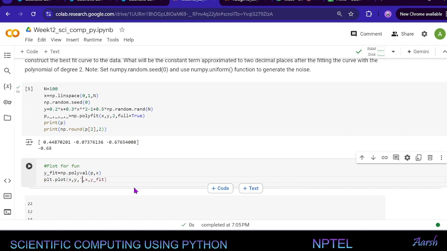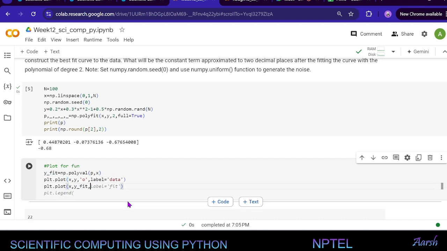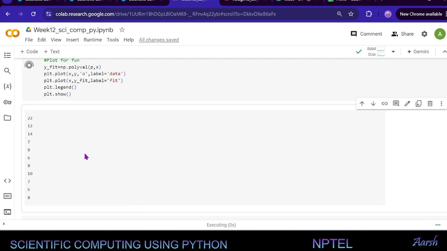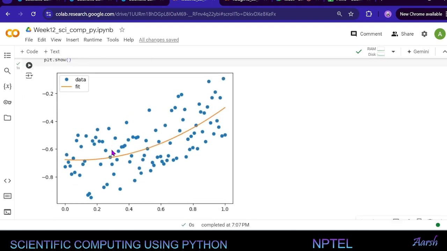And in fact, I don't want it to be scattered, so I'll erase this. plt dot plot x comma y fit. Yeah, this one I'll make scattered. Let's add label also. This is the data. And this is the fit. plt dot legend. Okay, so this was our data.